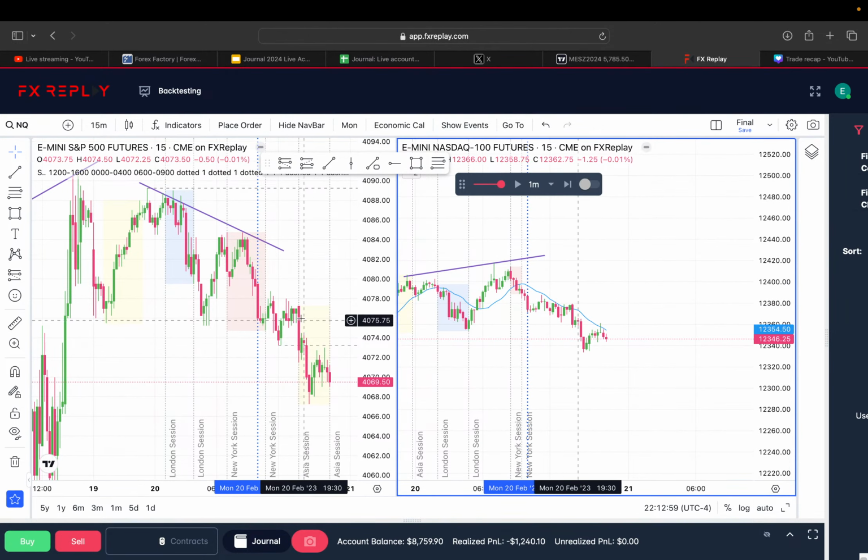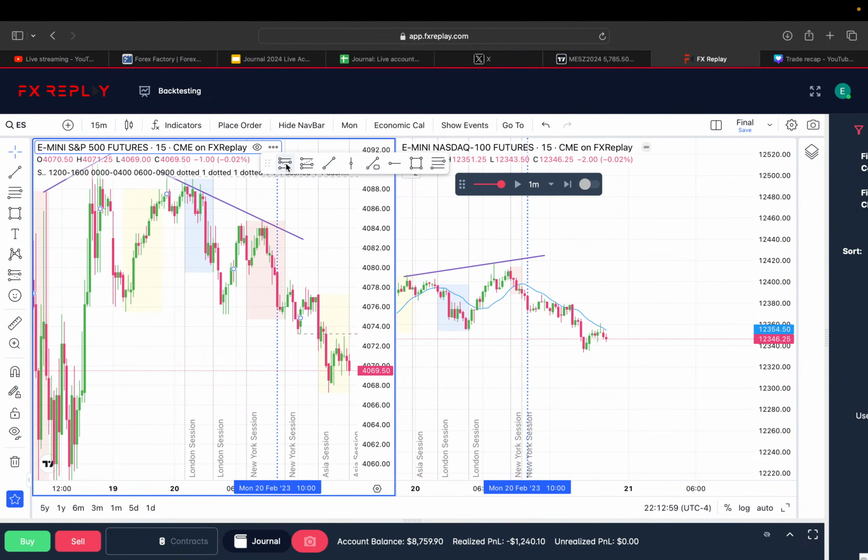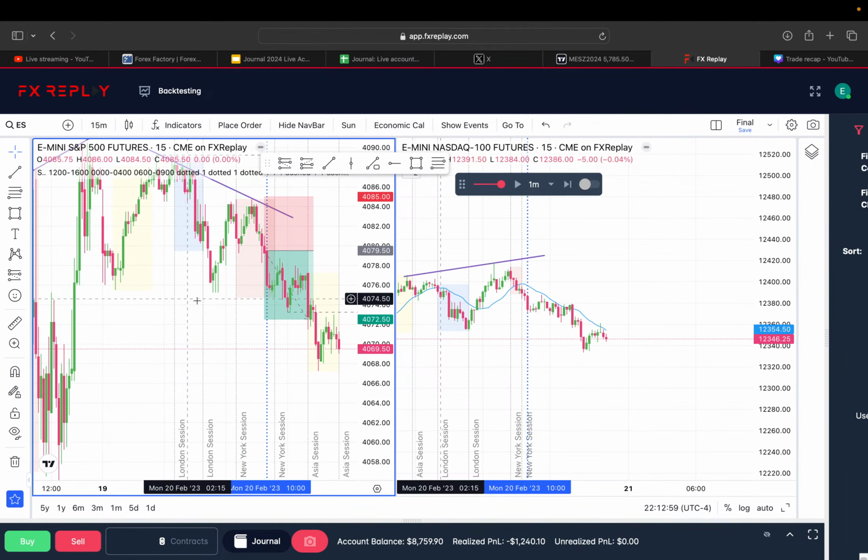We made a higher high, and then we made a lower low. As you can see, the sessions are showing you. We made a lower low, and then I get in at 10 o'clock.